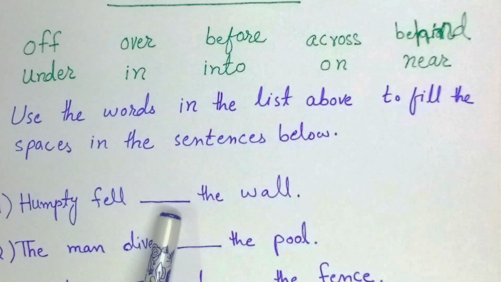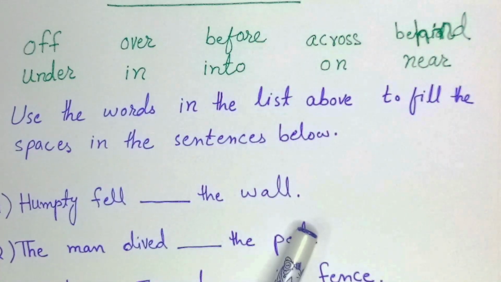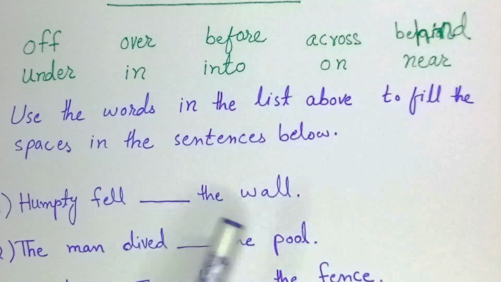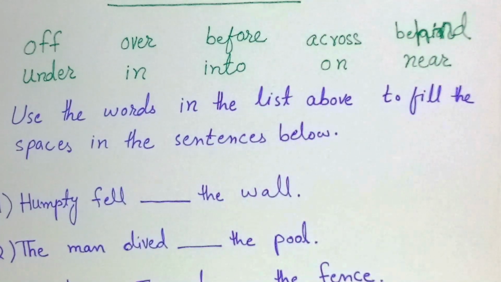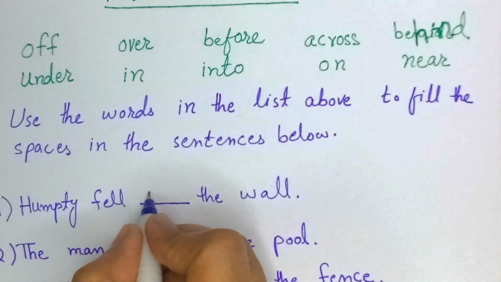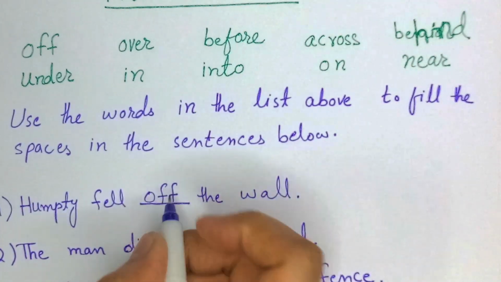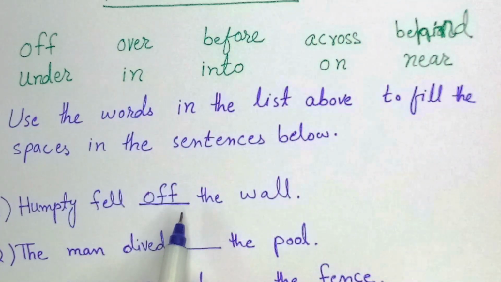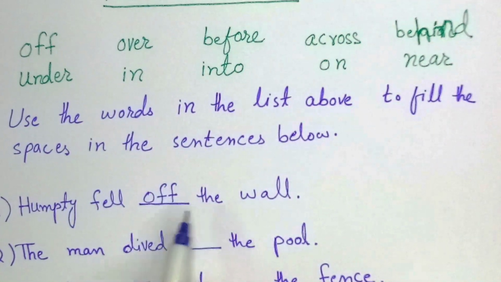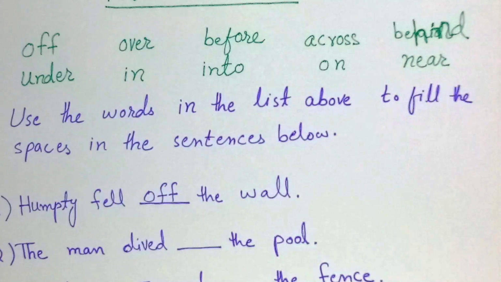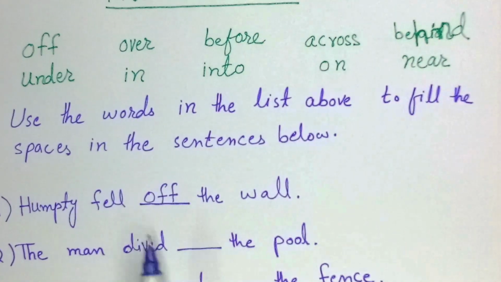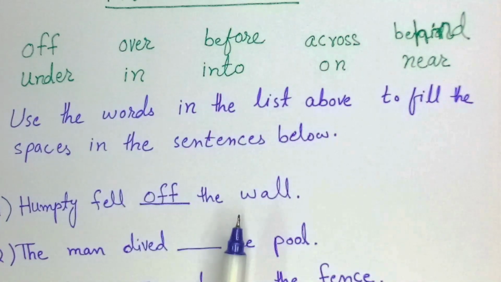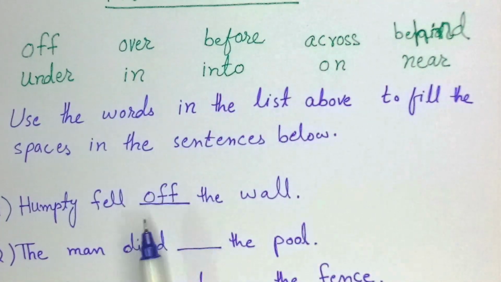Humpty fell dash the wall. So here Humpty fell off the wall. Off means down. So Humpty fell off the wall. Off means away, or sometimes it is also used to keep a distance. Like we have keep off the grass, or he fell off the bike. So here you can understand the use of off.